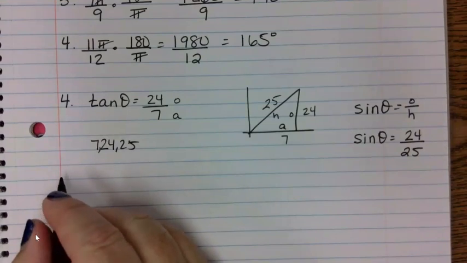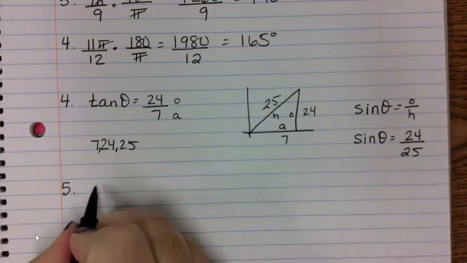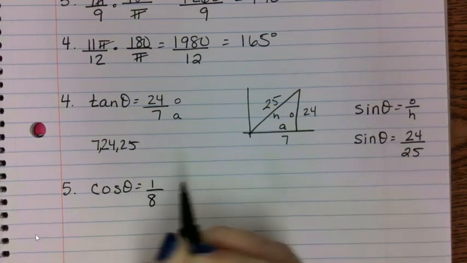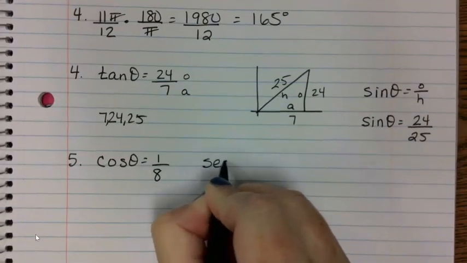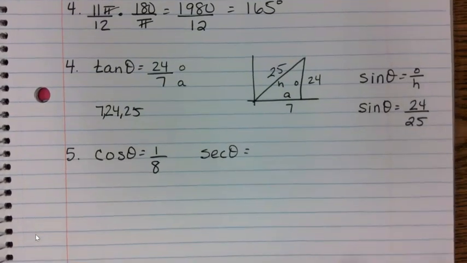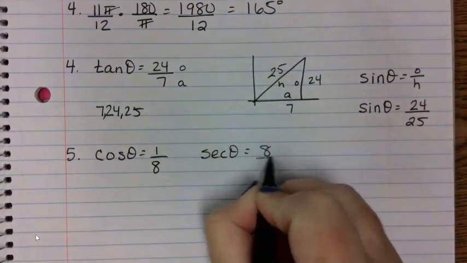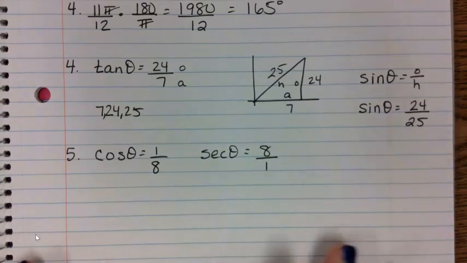Okay. Number 5. Given cosine theta is 1 over 8. Now, I was sneaky, and I did this on the last test, and the question was, what is secant? Well, if cosine is 1 over 8, then what is secant? 8 over 1. So that one, before you jumped in, you could get away with not doing any work.